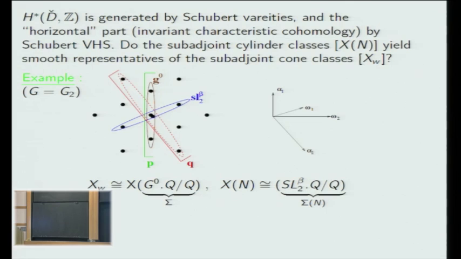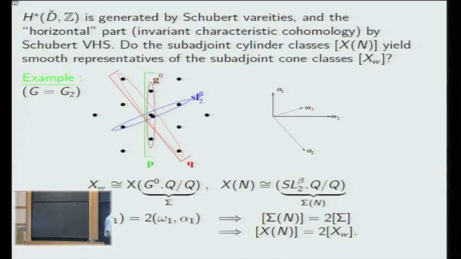X of n, on the other hand, is the orbit by SL2 beta of that thing. And these commute. And so it's a straightforward product. And that's where the cylinder comes from. Now we just compare the cohomology classes of sigma and sigma of n. Since omega 1 is 2 omega 1 alpha 1, and you can see where these things are. Omega 1 and alpha 1 are in these two respective algebras. Sigma of n is 2 sigma, and so x of n is 2 x_W. So it doesn't smooth the class of x_W. It smooths twice the class of x_W.